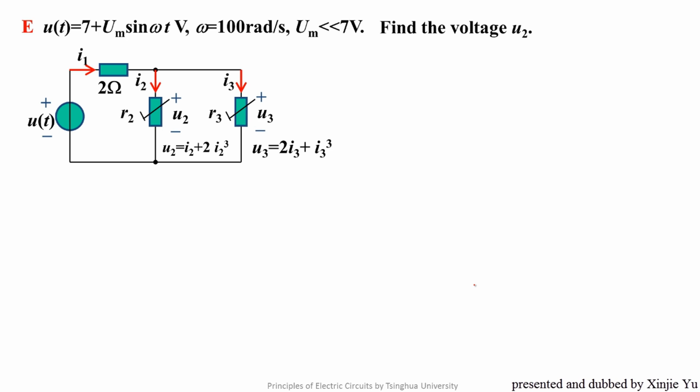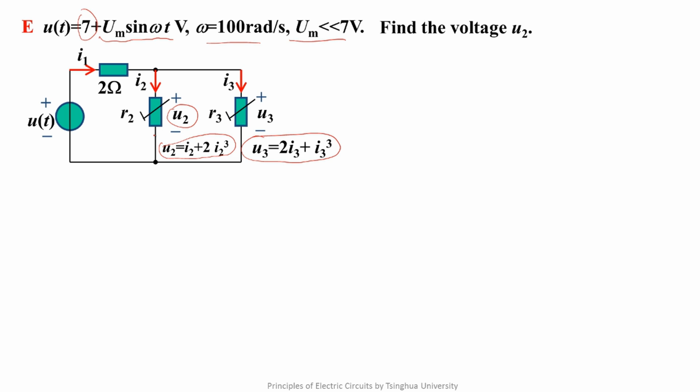After finishing the aforementioned preparation work, let's do an exercise. Look, this is a circuit containing two nonlinear resistors. Both of the nonlinear resistors are the current controlled type. The excitation has two parts. One is 7 volt DC, another is a sine small signal. The amplitude and the angular frequency are given. Now we need to find U2.